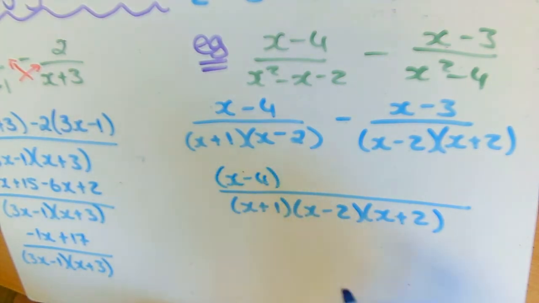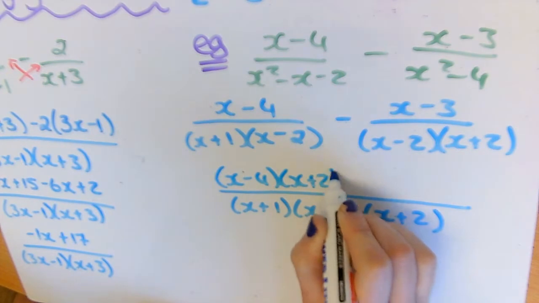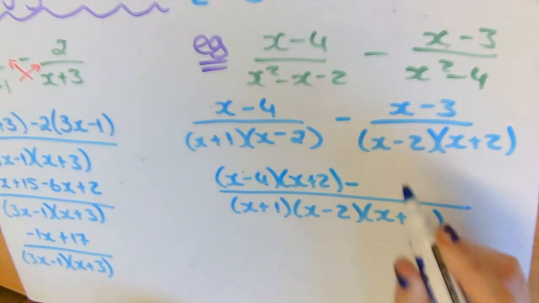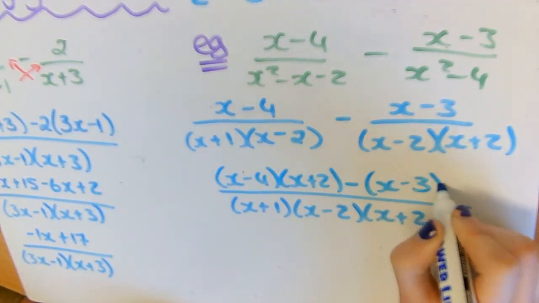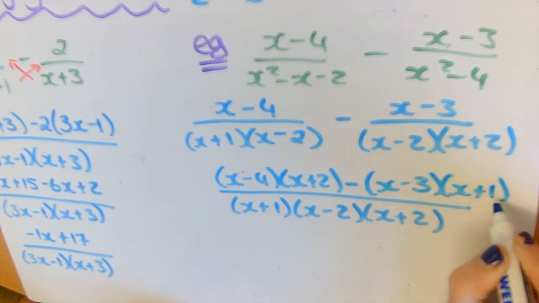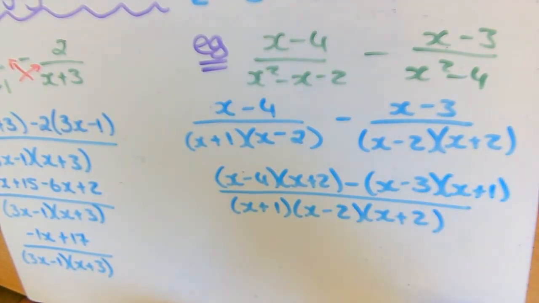So I'm going to have x minus 4 by x plus 2 minus, and here I'm going to have x minus 3 by x plus 1, because x plus 1 was the only one missing on the bottom. So now I'm going to multiply out the brackets.